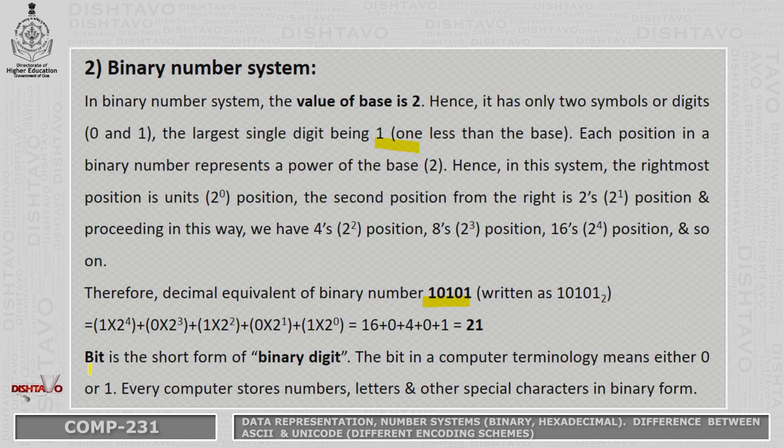Here bit is the short form of binary digit. We can use bits, either 32-bit or 64-bit. So bit is the binary digit. A bit in computer terminology means either 0 or 1. Every computer stores numbers, data, letters and other special characters in binary form only.